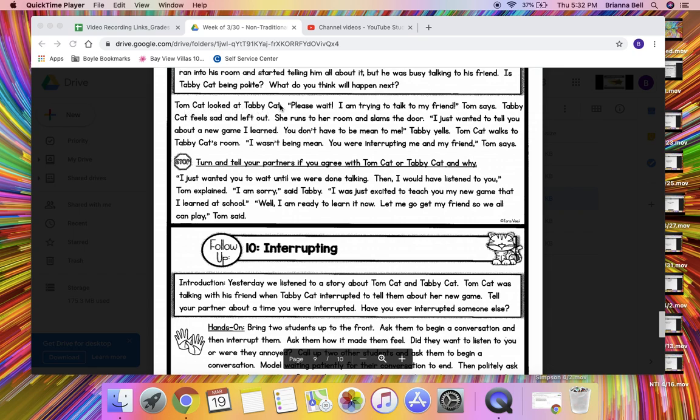Tomcat looked at Tabby Cat. Please wait, I am trying to talk to my friend, Tom says. Tabby Cat feels sad and left out. She runs to her room and slams the door. I just wanted to tell you about a new game I learned. You don't have to be so mean to me, Tabby yells. Tomcat walks to Tabby Cat's room. I wasn't being mean. You were interrupting me and my friend, Tom says.